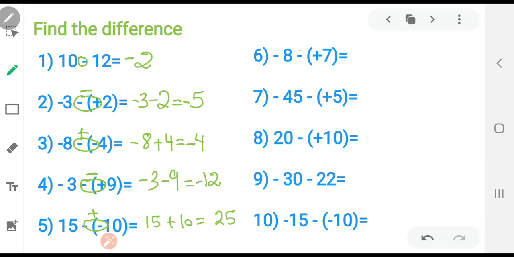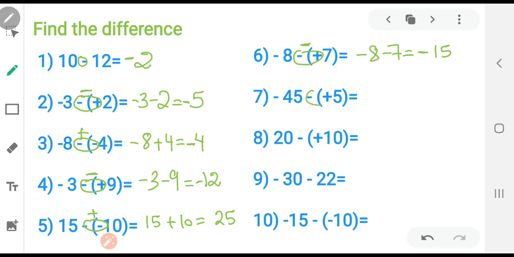Now over here, I have minus 8 minus plus 7 will be a minus 7. So minus 8 minus 7, I have the same sign, so I'm going to add. 8 plus 7 is a 15. And what's that same sign? Negative, so negative 15.